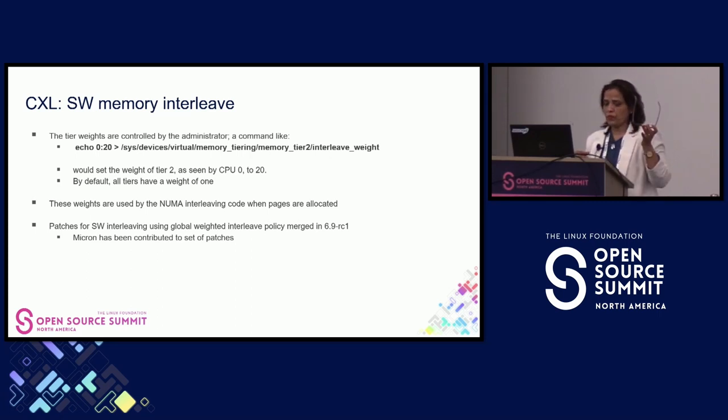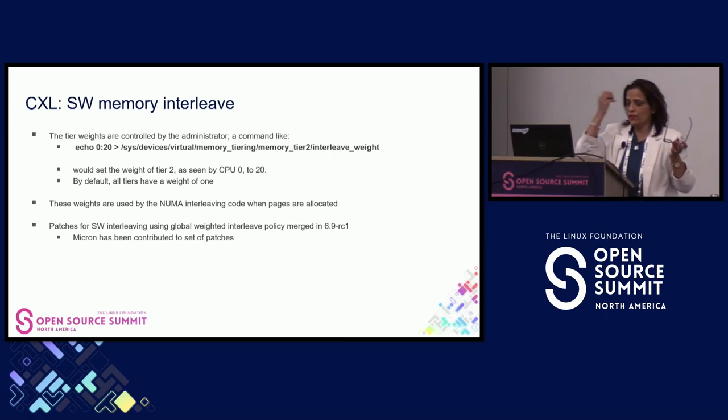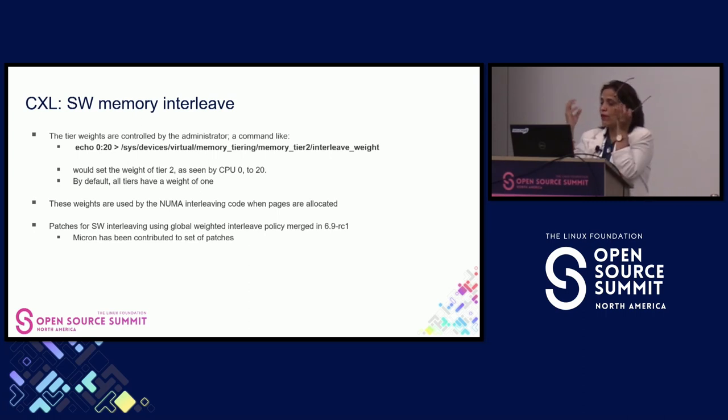So basically, these weights are used by the NUMA interleaving code when the allocation happens. With CXL, we have the ability of using the CXL memory, but as it comes with more delay or latency compared to the DDR memory, proper weights have to be aligned based on the application requirements. This is a feature that was recently merged into the 6.9 kernel. The early patches were contributed by Micron engineers.